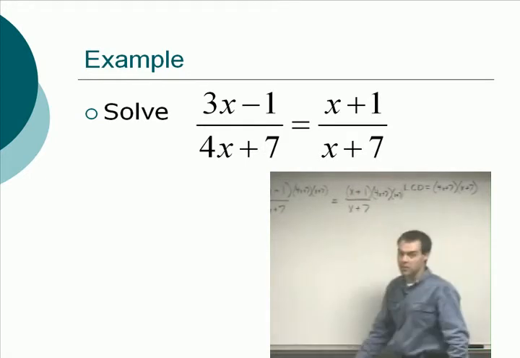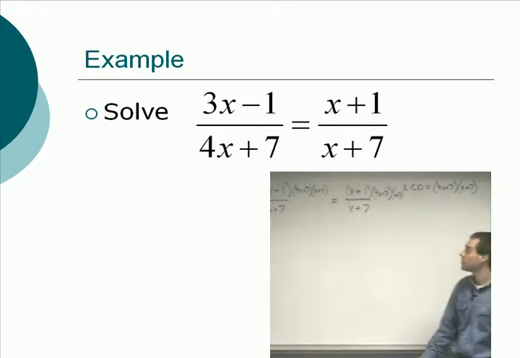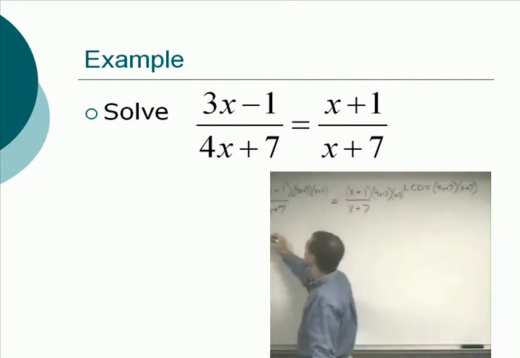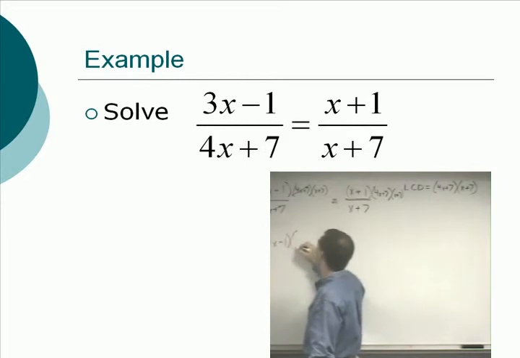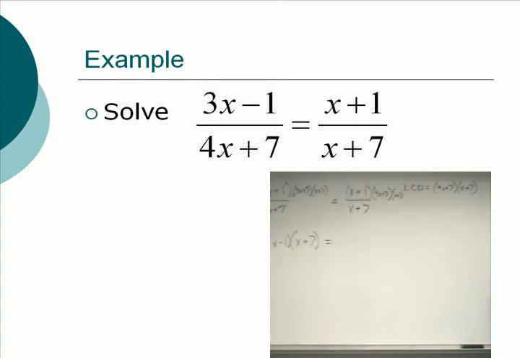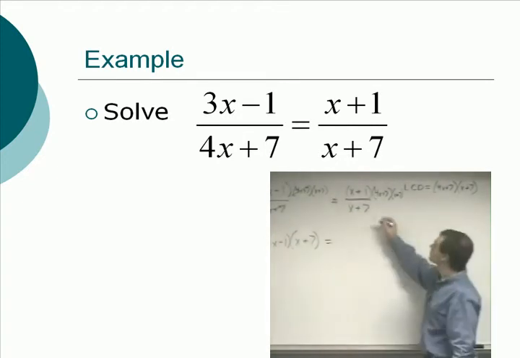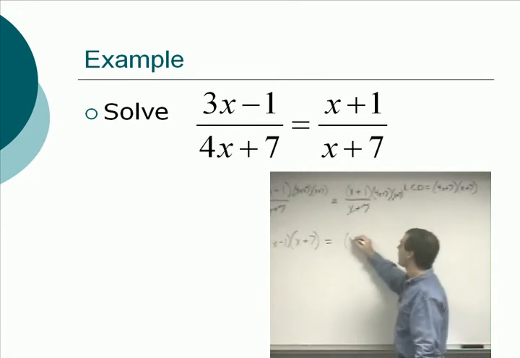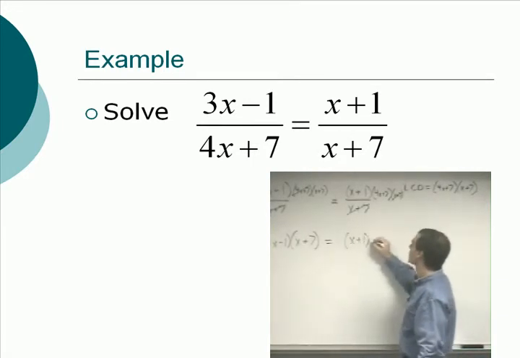Now, of course, you're going to get a bunch of canceling. That's the whole reason you do it. So the 4x plus 7's cancel over here. We're left with 3x minus 1 times x plus 7. That's equal to, what are you going to have on the right? x plus 1 times 4x plus 7.